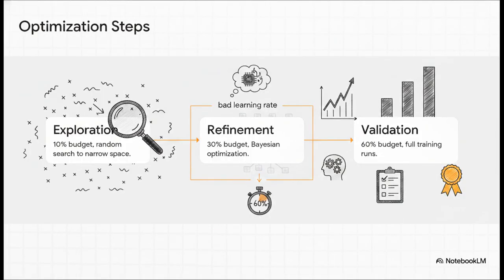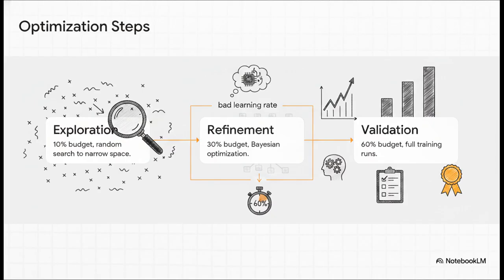Right, so once you've got the theory locked in, you have to actually train the thing. And that brings us to hyperparameter optimization. Let's be honest, we have all felt the sheer pain of burning a 100-hour compute budget on a terrible learning rate, right? To avoid that, elite engineers use a really strict budget. Step 1 is a quick exploration. You use about 10% of your budget with a random search just to eliminate the obviously bad regions.